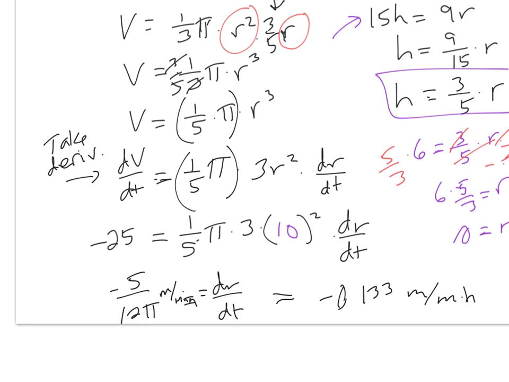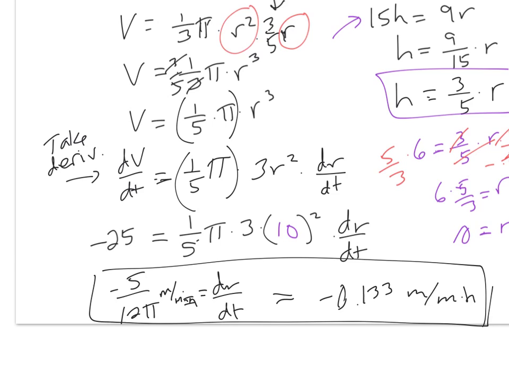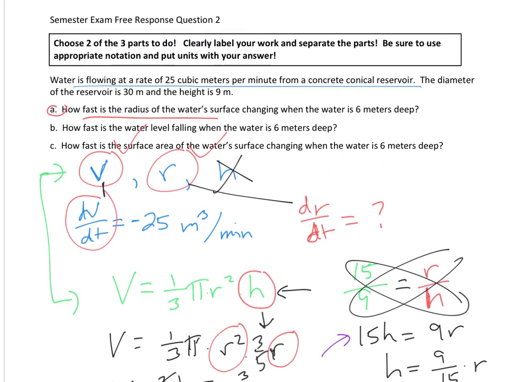Now before I close this video, let's just take a quick look at B and discuss what would we do for B, and then I'll do a separate video for C. How fast is the water level falling when the water is 6 meters deep? Pause it if you want to try this on your own. Otherwise, I'm going to give you a quick hint. I'm not going to do it for you. We're looking for what? Yeah, you're right. We're looking for dh/dt this time.